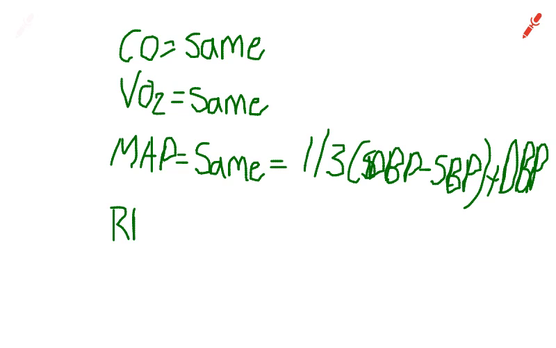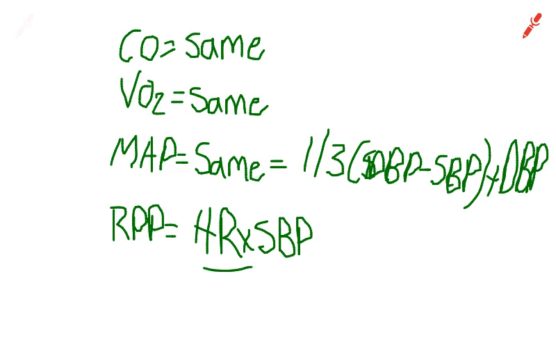Now rate pressure product, I'm sure everyone can guess what it does. I'll write out the formula so you can have a chance to guess what it does. Heart rate times systolic blood pressure divided by 100.